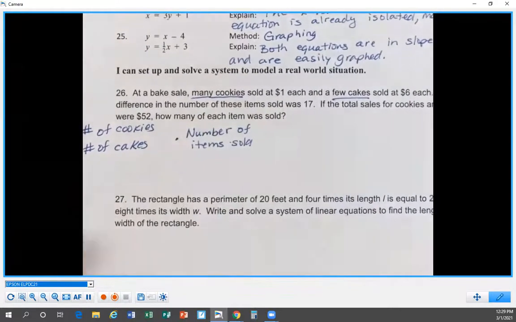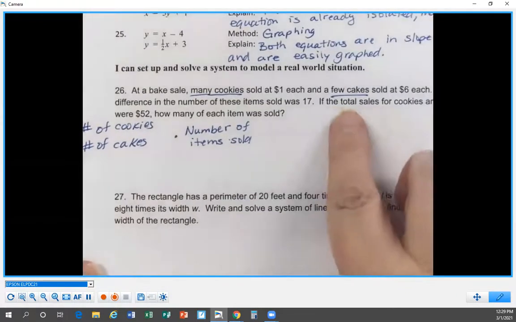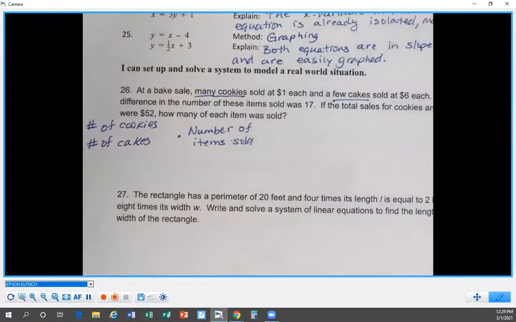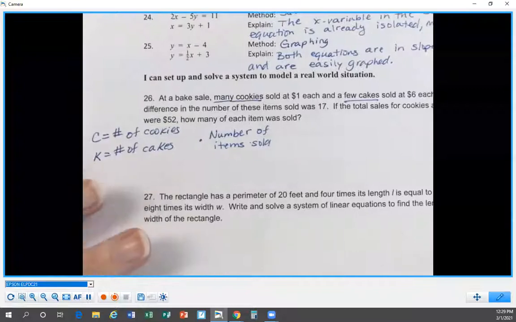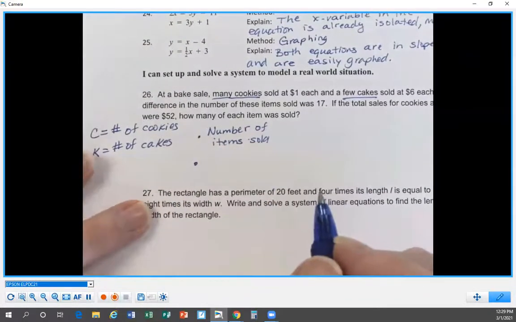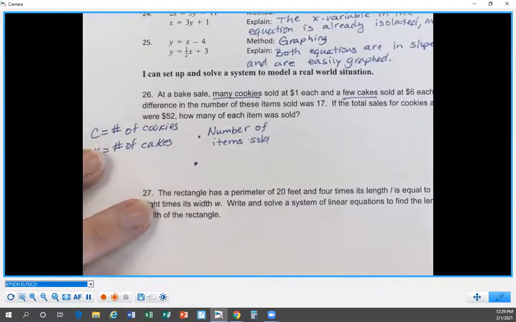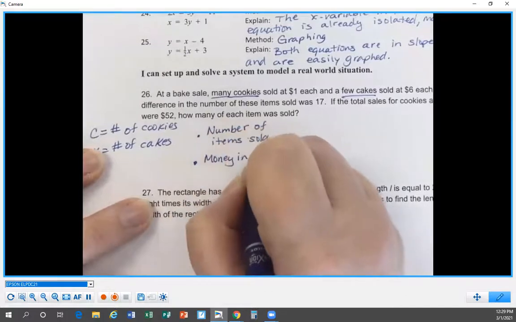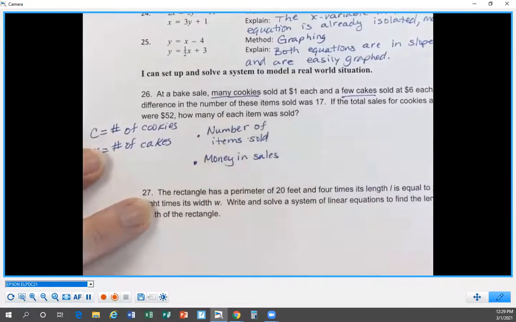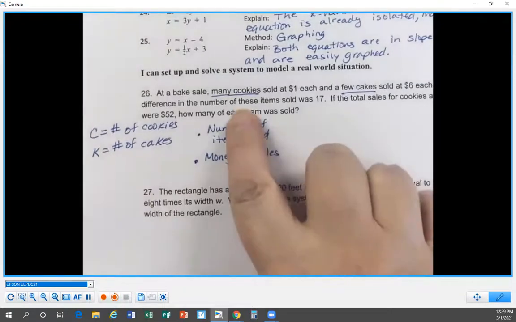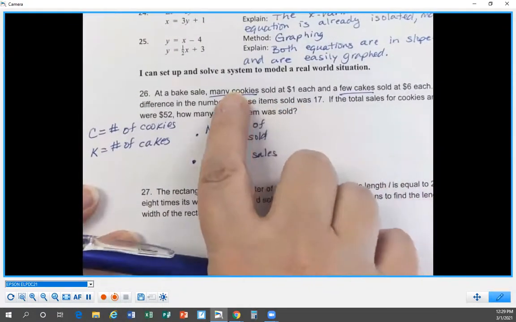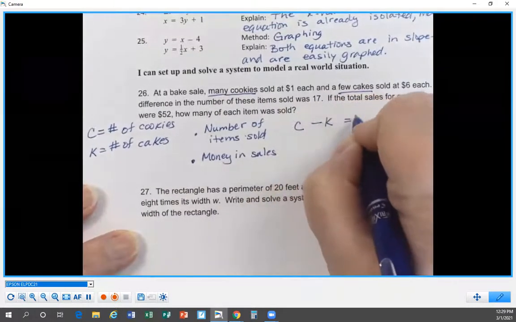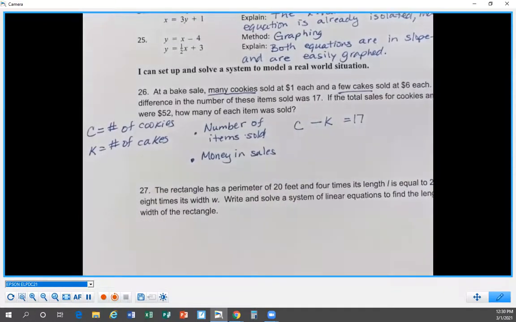Okay. And then they also told us the total sales for cookies and cakes together was $52. So for this one, the second equation, and it doesn't matter which one you do first or second, is going to be about the amount of money in sales. Okay, so the difference in the number of items sold was 17. We know that there were many cookies and a few cakes. So it's going to be cookies minus cakes equals 17. That's our first equation.